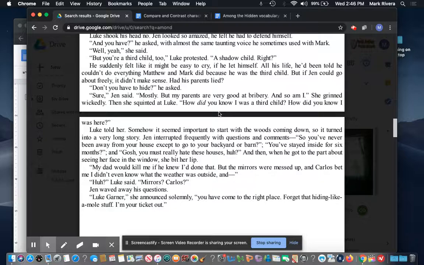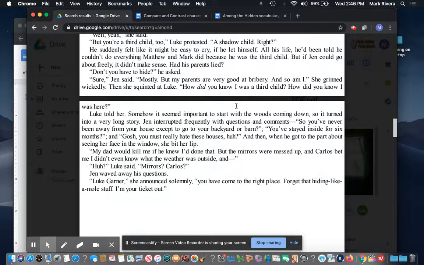"Don't you have to hide?" he asked. "Sure," Jen said, "mostly, but my parents are very good at bribery. So am I." She grinned wickedly. Then she squinted at Luke. "How did you know I was a third child? How did I know you? How did you know I was here?"